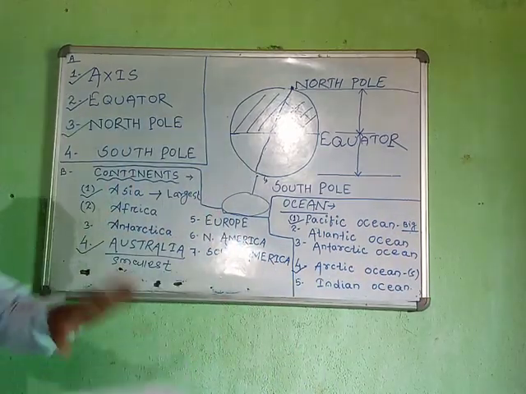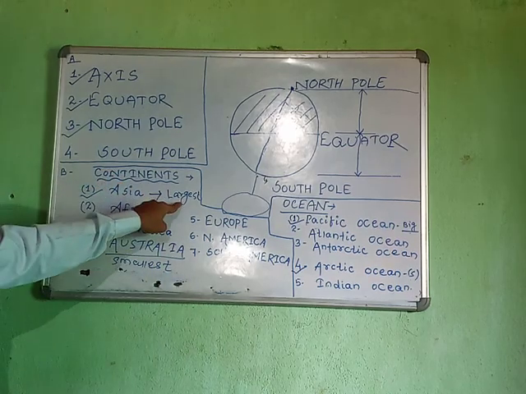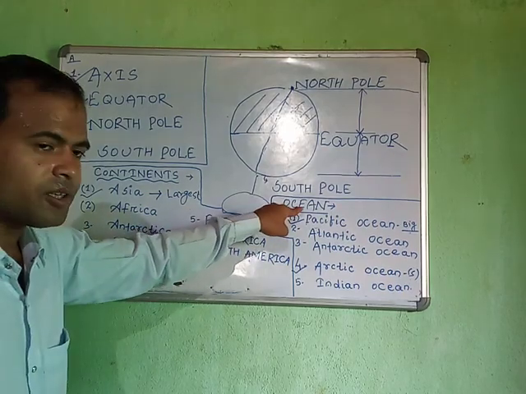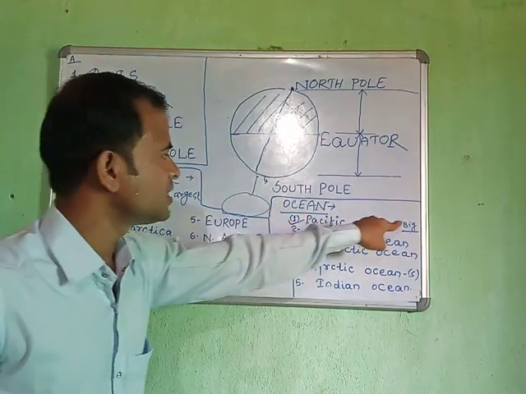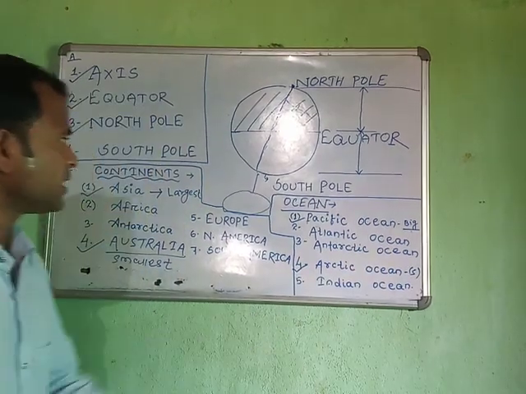Again, there are 7 continents. Asia is the largest continent. Australia is the smallest continent. And in ocean, the Pacific Ocean is the biggest ocean, and Arctic Ocean is the smallest ocean.